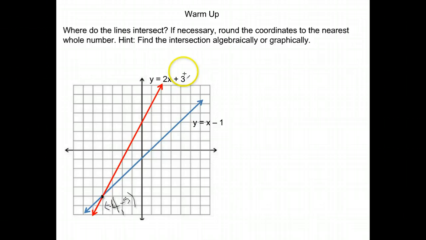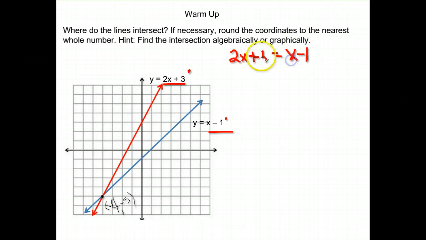Algebraically, what you would do is you have the two equations. You have the equation y equals 2x plus 3 and the equation y equals x minus 1. Those are the equations of the lines. So to find out where they intersect, you set them equal to one another. Okay, since they're both y, I can set 2x plus 3 equal to x minus 1. And then if I solve that, I will know what the x value is where they intersect.